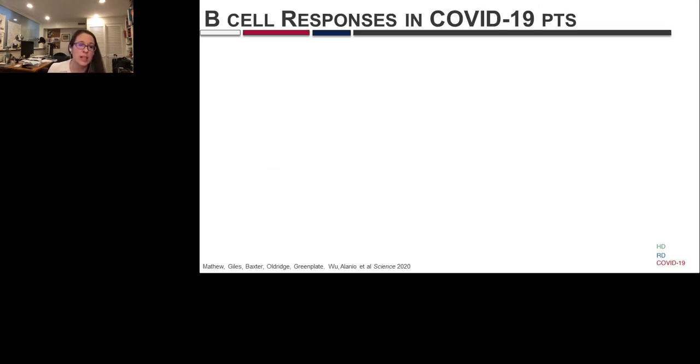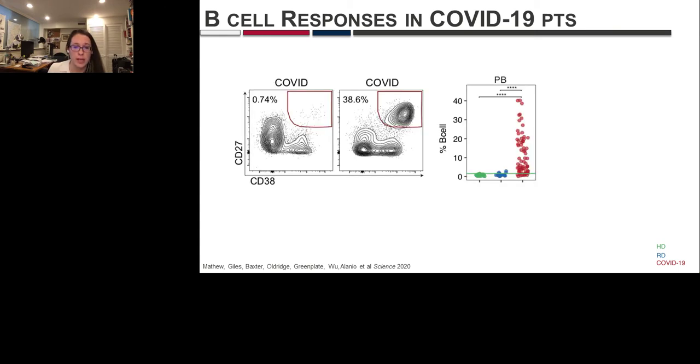So when we looked in the peripheral blood of our COVID-19 patients, we saw this massive plasmablast response. Now, these are B cells that were basically activated in secondary lymphoid organs, such as the lymph nodes and the spleens. And then in a normal immune response, you will see a transient increase in the blood, and some of them will transit to the bone marrow and eventually form the long-lived plasma cells.